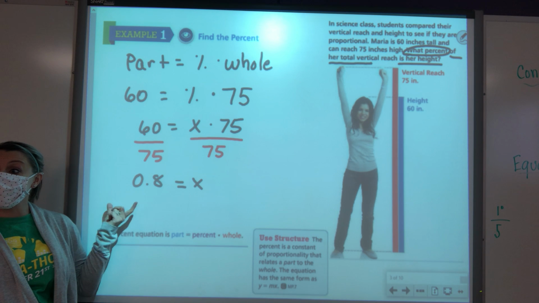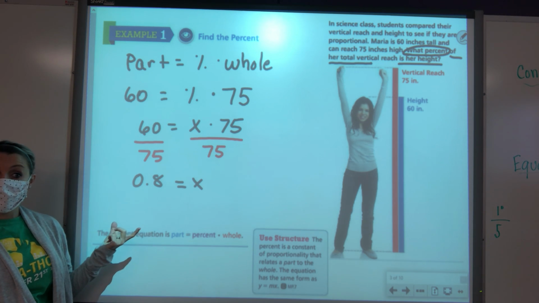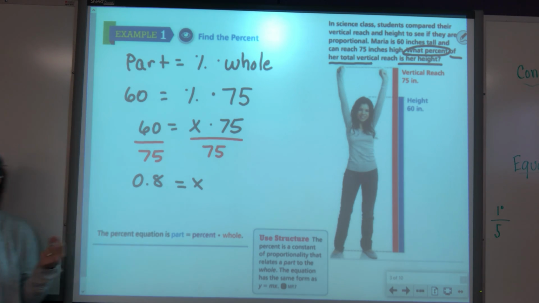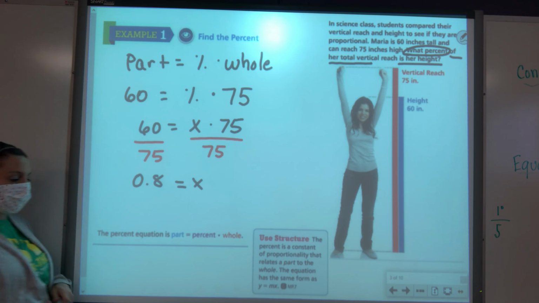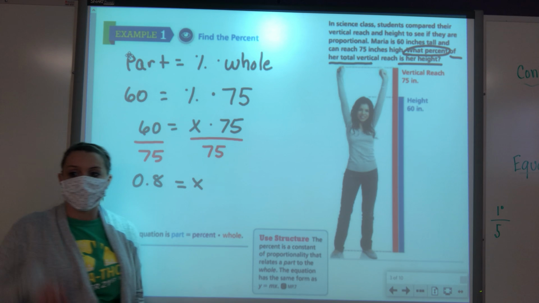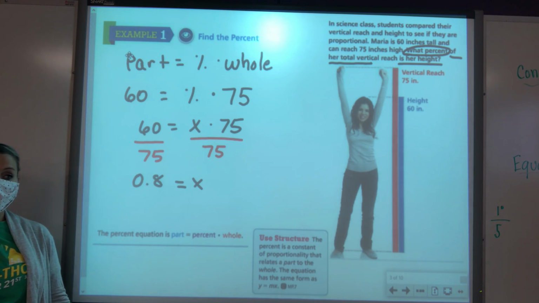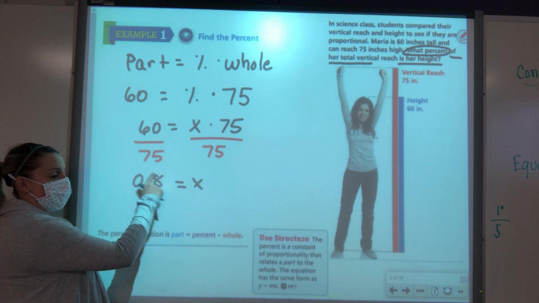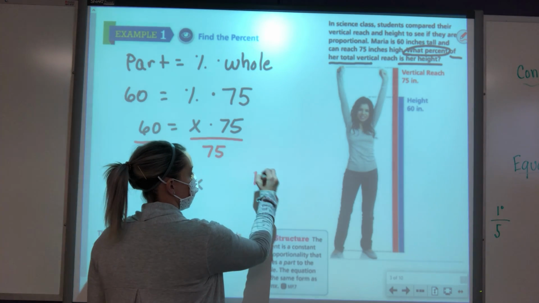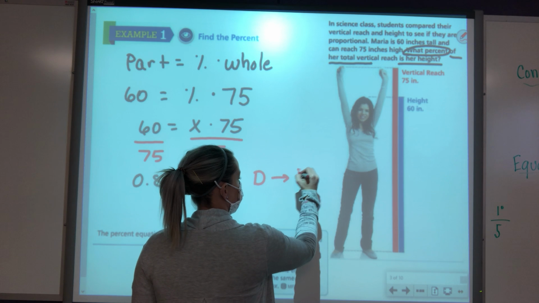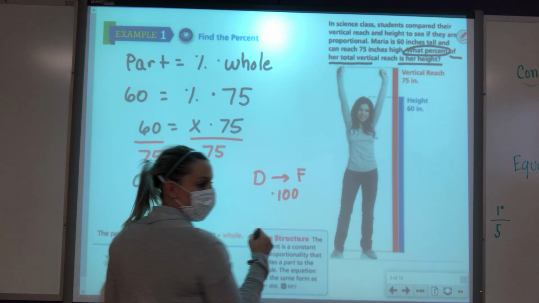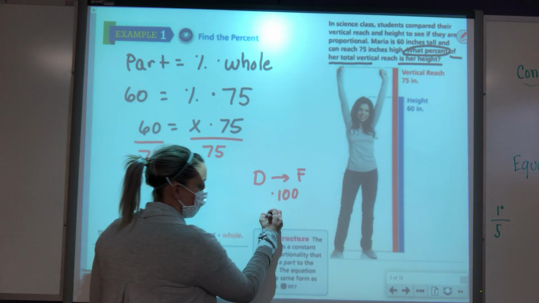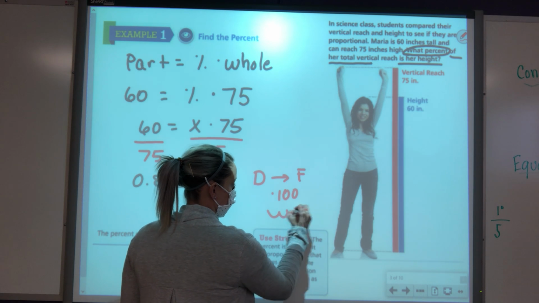How do I convert a decimal into a percent? Not divide by 100. We multiply by 100. But our shortcut is what? Okay, so when we have to convert from a decimal to a percent, we multiply by 100. When we multiply by 100, we actually scoot 2 to the right.